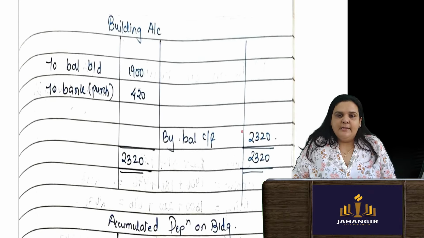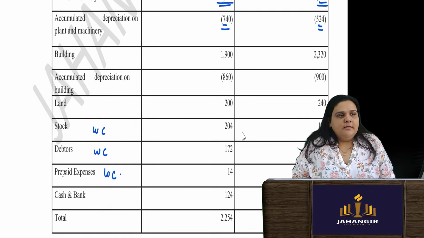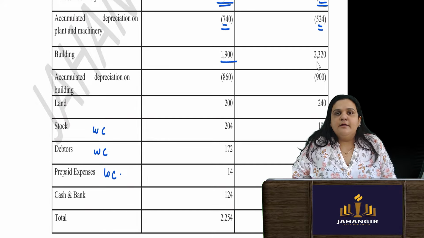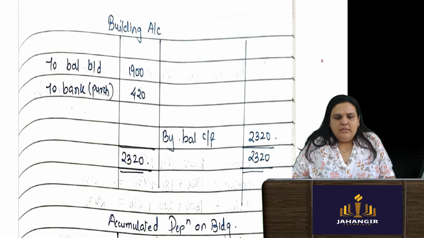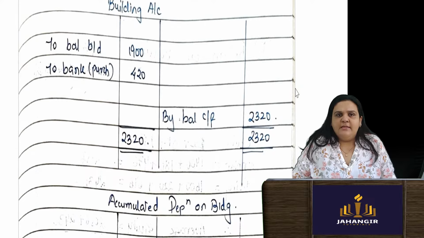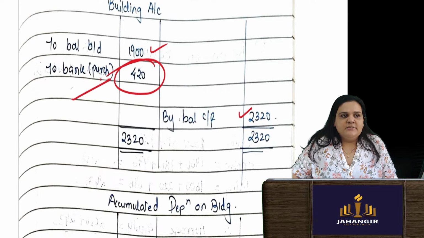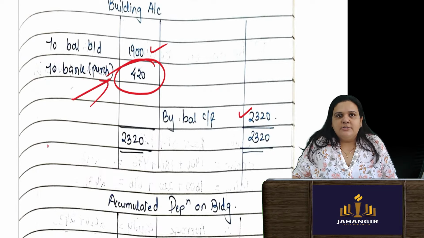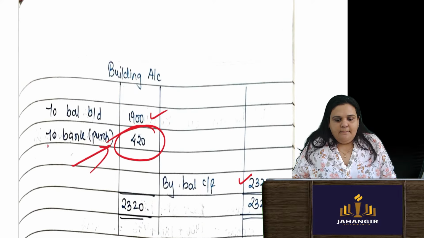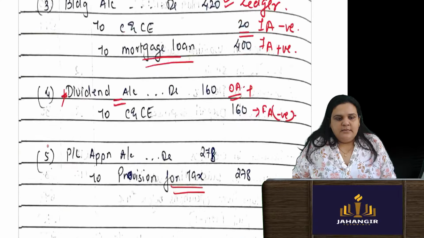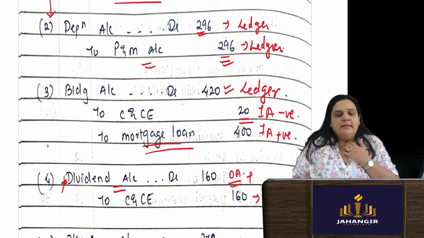Same thing for building. Building, opening 1900, closing at 2320. There is no sale or purchase kind of adjustment entry on this. So when I write opening and closing, the balancing figure will be the purchase directly, because there are no other adjustments. Is there anything? Yeah. Okay. Building, there is an adjustment.